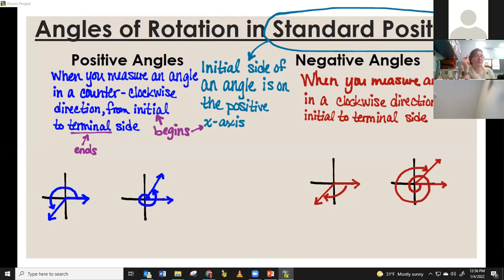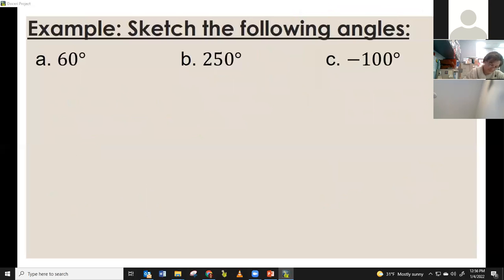Okay. I'm going to put up 3 examples and we are going to sketch these. All right. We're going to sketch a 60-degree angle, a 250-degree angle, and a negative 100-degree angle. So I'm going to put my coordinate plane on here. My initial side, my positive x-axis, where I would start from, is going to be 0 degrees. Since we're talking about a positive angle, we're moving in a counterclockwise direction.